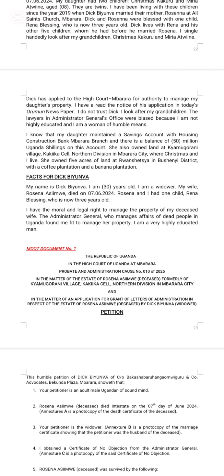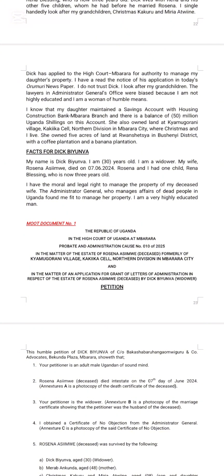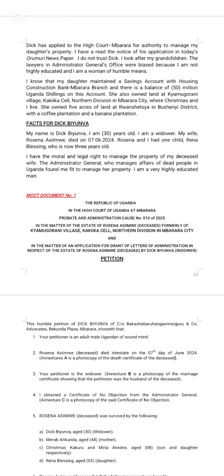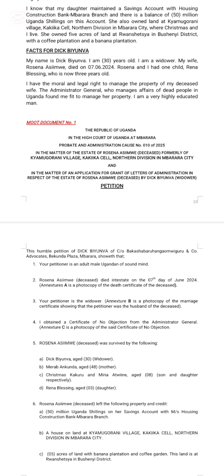Dick has applied to the High Court for authority to manage my daughter's property. I have read the notice of this application in today's or tomorrow's newspaper. I do not trust Dick. I took care of my grandchildren. I know that my daughter maintained a savings account with Housing Construction Bank Mbarara, and there is a balance of 50 million. So here basically we have facts for Dick Bukayana.